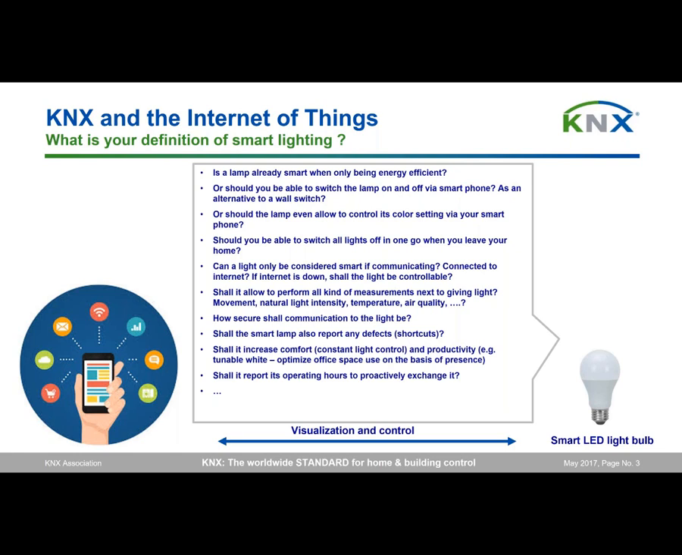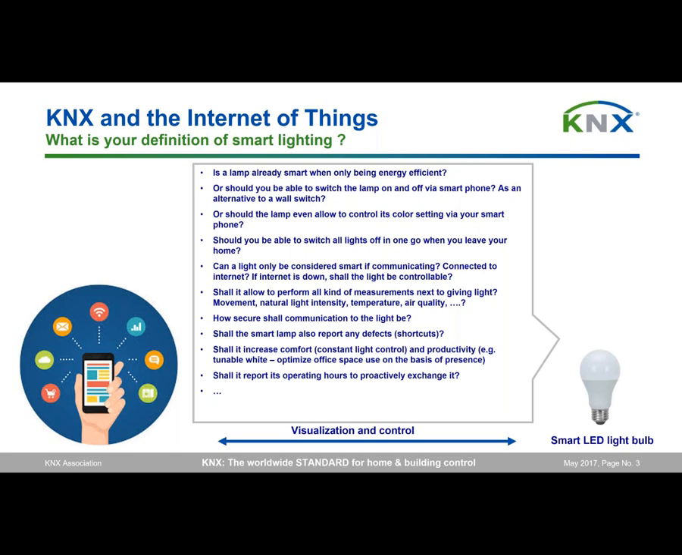Or should this smart lamp also be able to have its color settings controlled via your smartphone? Is a smart light bulb smart because you are able to switch all lights off in one go when you leave your home or your building? Is a light smart just because it is able to connect to the internet? What happens if this smart light is disconnected from the internet? Should it still work then?